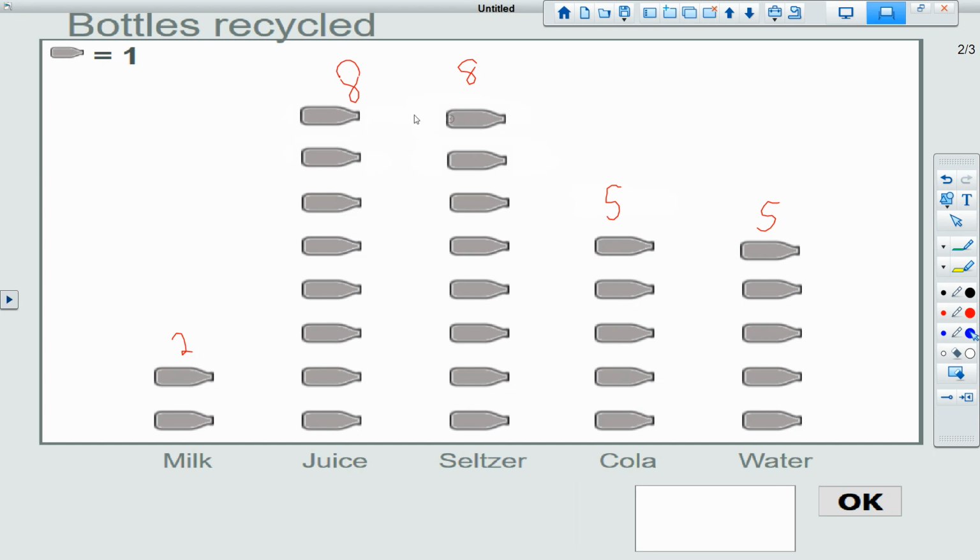We're going to add these together because mean is equal to the total, okay, divided by the groups.